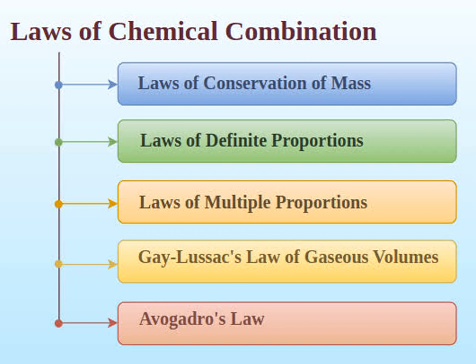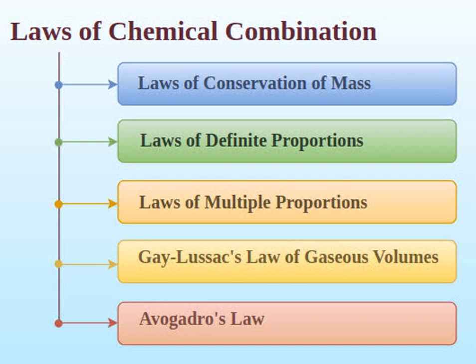And this law states that if 2 elements A and B combine chemically with each other to form more than 1 compound, then the several masses of A, which combine with a fixed mass of B, are in simple whole number ratio.